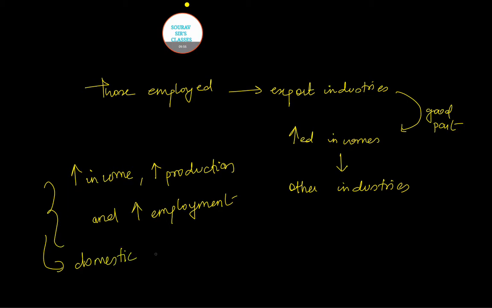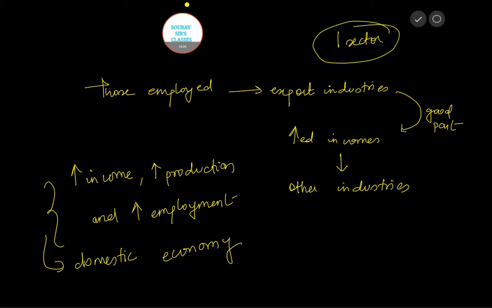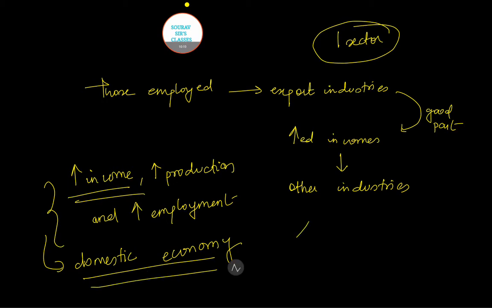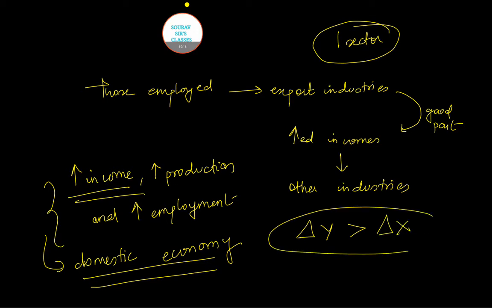So you started with an increase in exports with regard to one particular sector, say, and you are ending up with an increase in income for the entire economy. So definitely this change in national income will be greater than the change in exports, and this is how the multiplier works. So this is the economic logic behind this particular inequality.